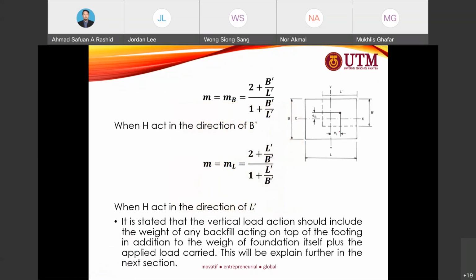So that means if we look on this diagram, in normal discussion we only discuss this type of eccentricity, but in this inclination, we may have an inclined load and at the same time an eccentricity issue. So the vertical load action should include the weight of any backfill acting on top of the footing, in addition to the weight of the foundation itself plus the applied load carried. This will be explained further in the next section.